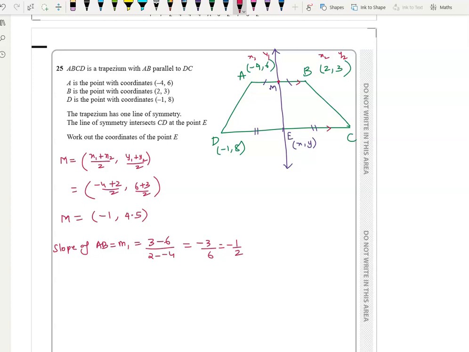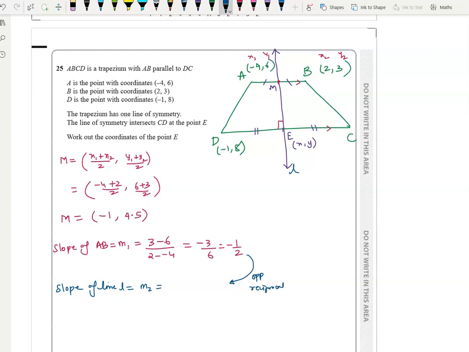Now this line of symmetry will be perpendicular, so we can use the property and find the slope of the symmetric line or line of symmetry. So slope of the line of symmetry, suppose it is line L, let's mark it as M2. Now the perpendicular line will have a slope opposite reciprocal. So the slope will be opposite in sign and reciprocal. We can also call it negative reciprocal.